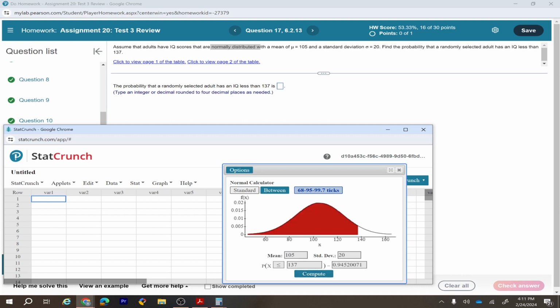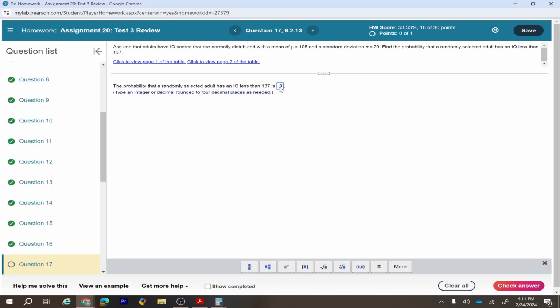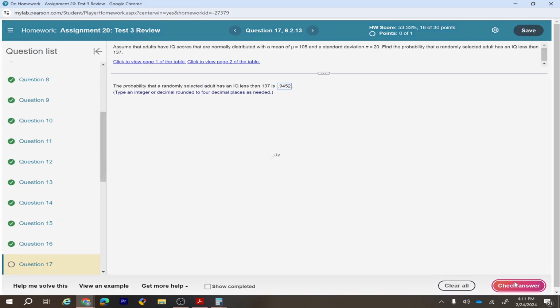That's 94%. So round it to 4 decimal places. It's 0.9452. Because as you can see here, the mean is 105. So 94% of the adults have an IQ level less than 137.